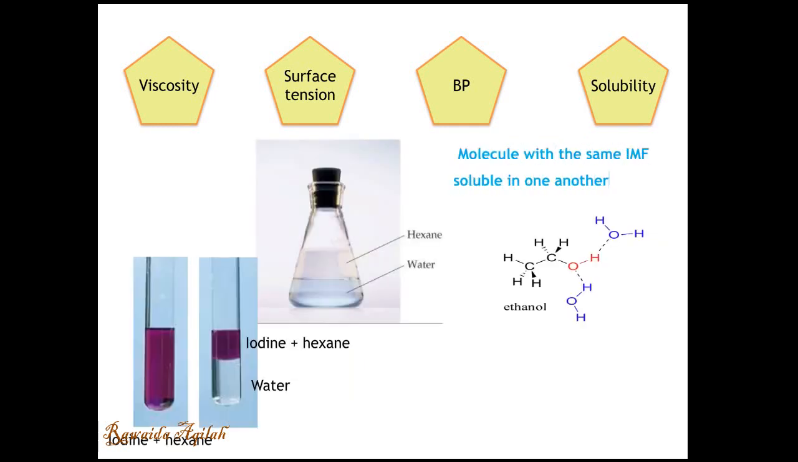Molecules with the same IMF are soluble in one another. Since hexane has London dispersion force, while water has hydrogen bonding, they are immiscible in one another. While both iodine and hexane are connected by London dispersion force, hence the London dispersion force is extended when they are mixed together. Alcohols are able to be miscible in water, as the OH group in alcohol can form hydrogen bonding with water molecules. But the solubility of alcohol decreases as the non-polar carbon chain increases.